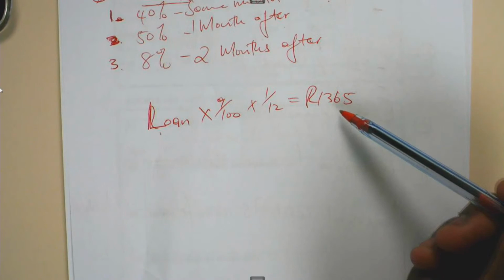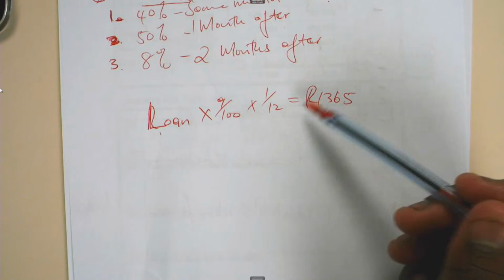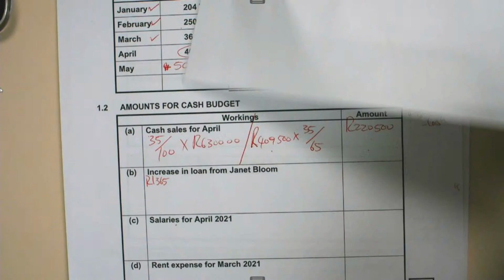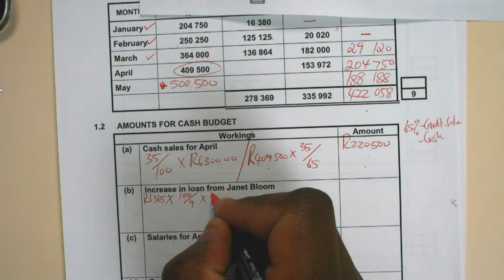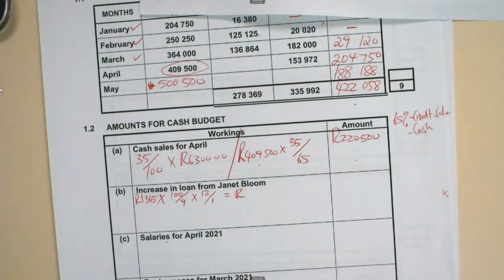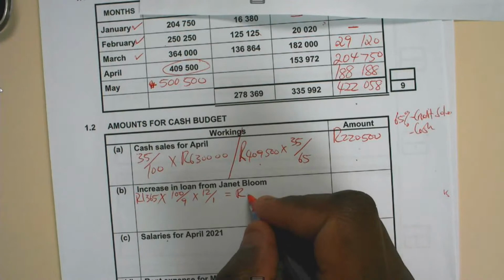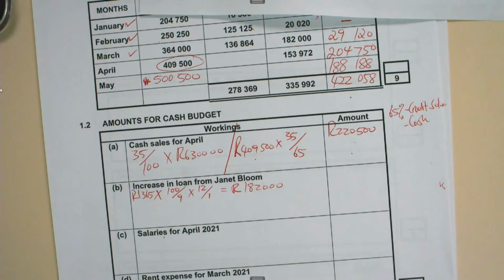When we work back, you know that we work from the bottom up. It means now we'll be saying 1,365 times 100, we want the whole amount, divide by 9, times by 12, divide by 1. Then you must get the amount of the loan before, which is 182,000, right? This is before the increase.